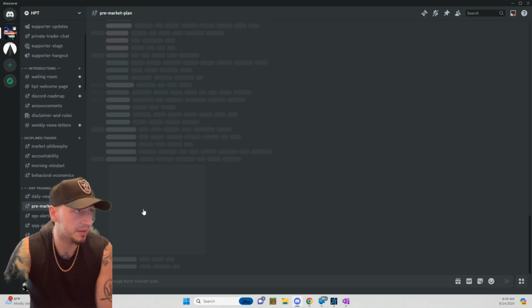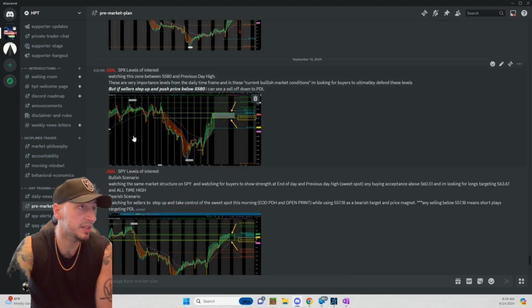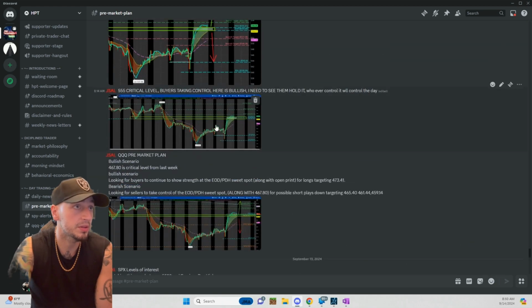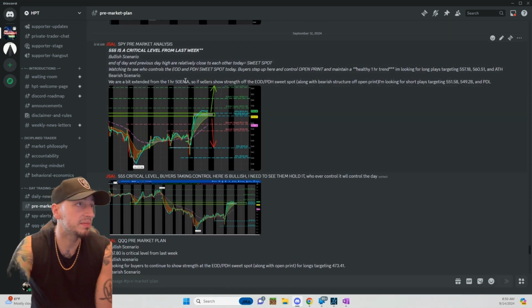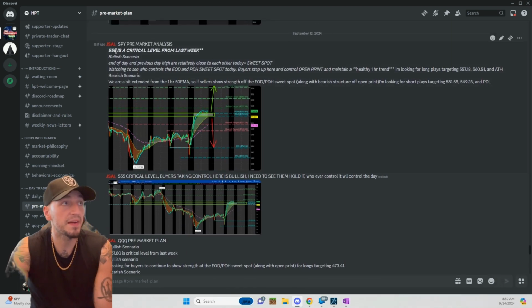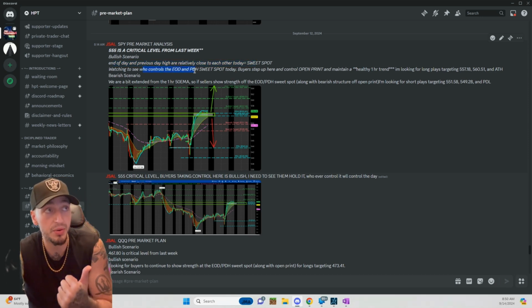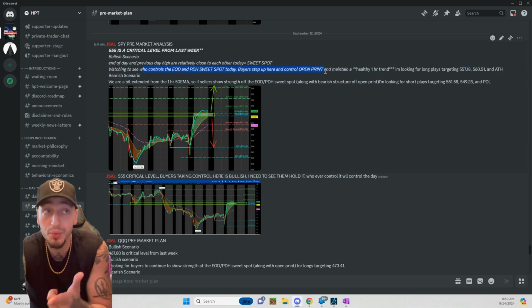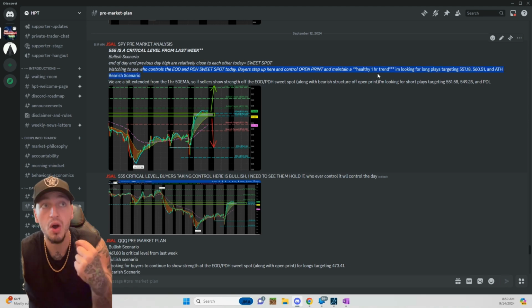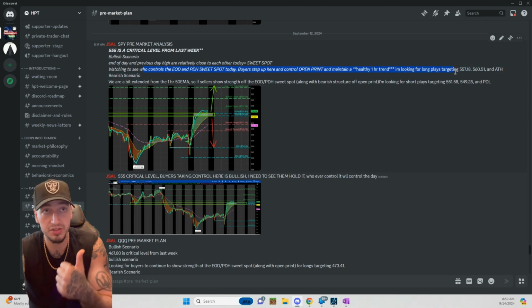So, pre-market plan. Let's come over here. This was the 12th. Check this out. September 12, 2024. 555 is a critical level from last week. This is SPY pre-market analysis. Bullish scenario: end of day and previous day high are relatively close to each other. Equal sweet spot, so watching to see who controls EOD and previous day high sweet spot today. Buyers step up here and control open print and maintain a healthy 1 hour trend. I'm looking for long plays targeting 557.18, 560 all-time high.